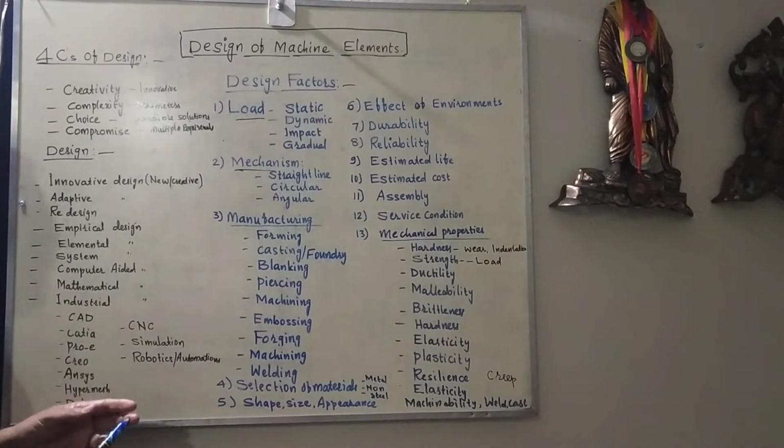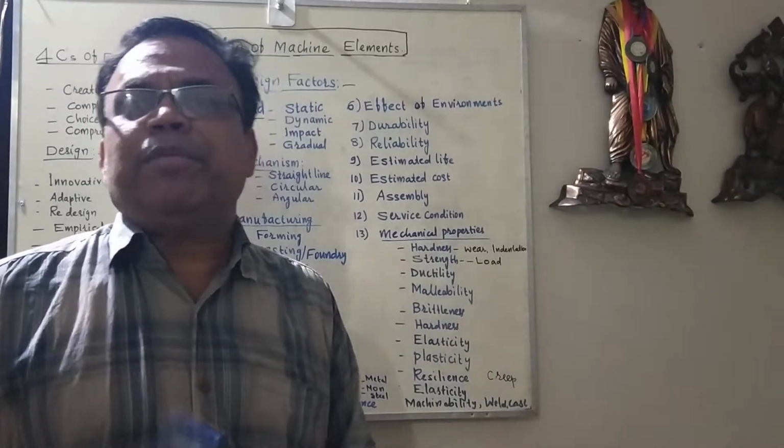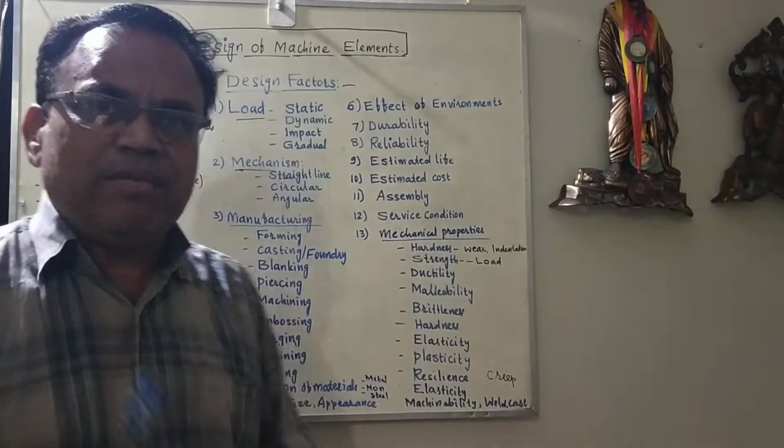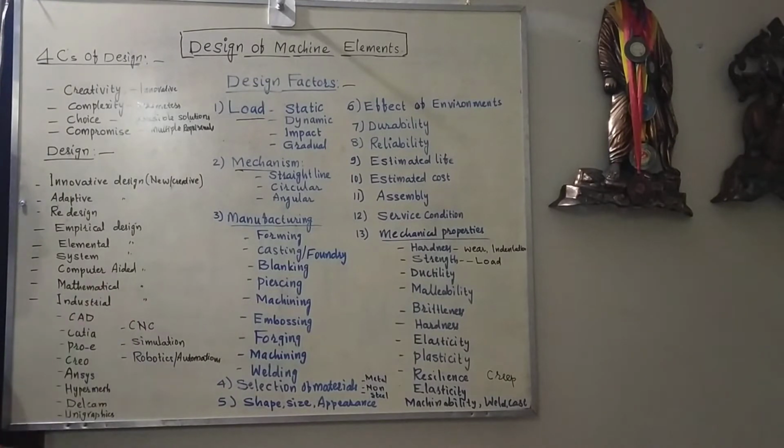And next is mathematical. By using mathematical relations, or applications of engineering science with mathematics, we design the component. It is called simply mathematical design.